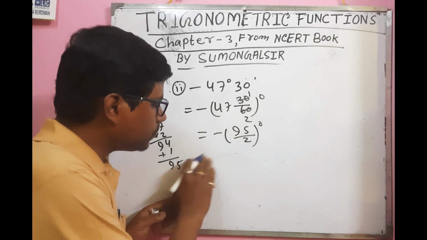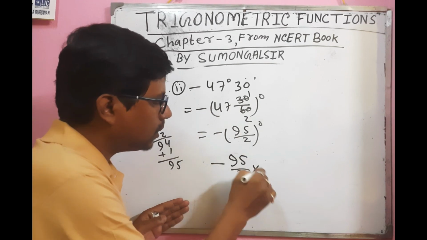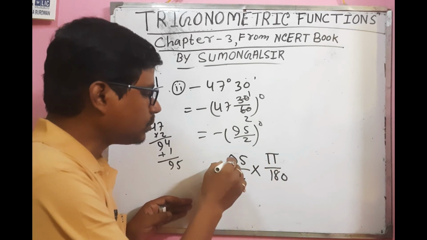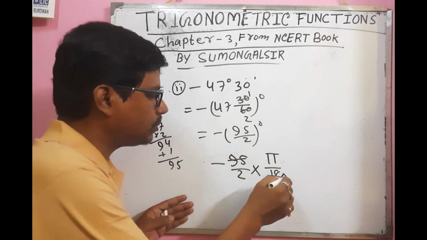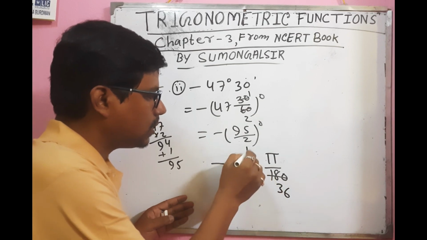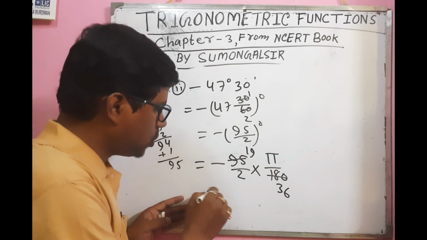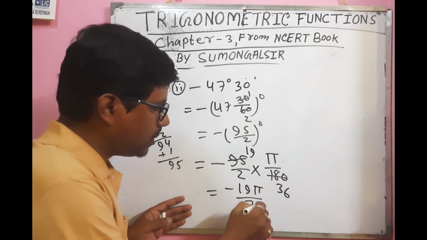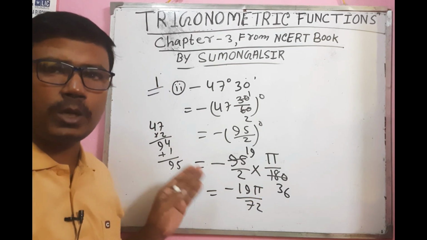So multiply with pi by 180, and we get minus 19 pi divided by 72. So this is the completion of the second.